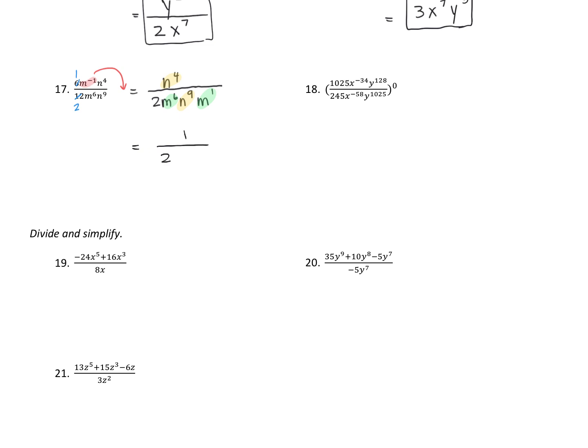So I'll have 2m to the 7th. When I add 6 plus 1, I get 7. And then 9 minus 4 is 5, so n to the 5th. And that is my reduced fraction.